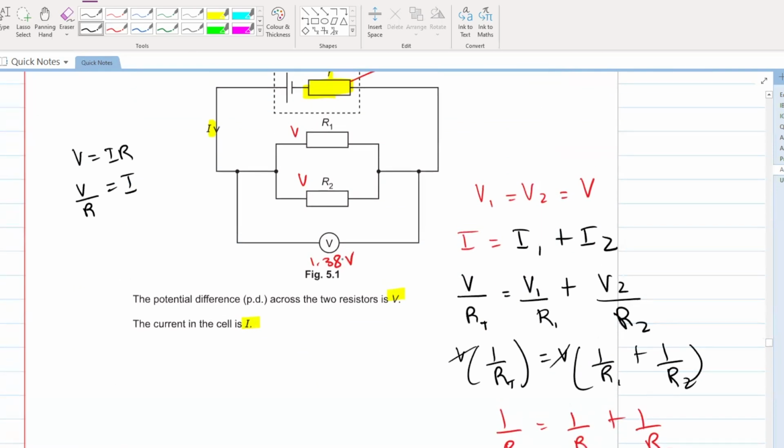What is the voltage? 1.38. So can you find the value of current? Yes. V is equal to IR. Voltage is 1.38, resistance is 6. What will be your value of current? Calculate it. 1.38 divided by 6. This comes out to be 0.23. 0.23 ampere is your current.